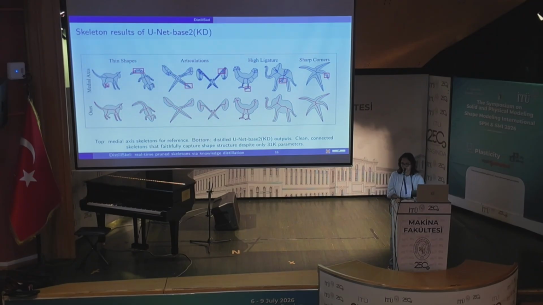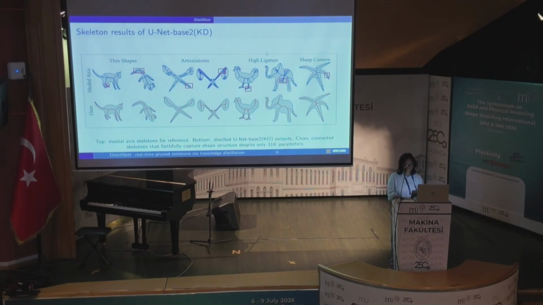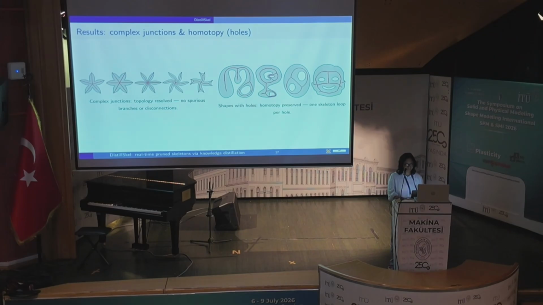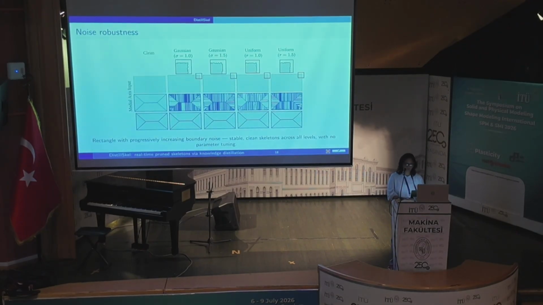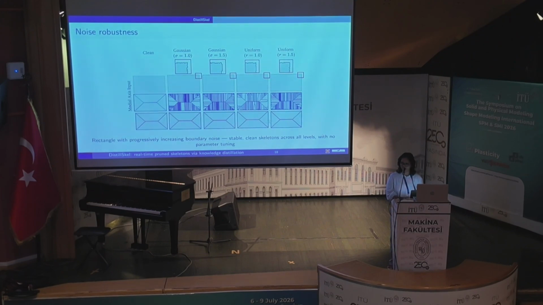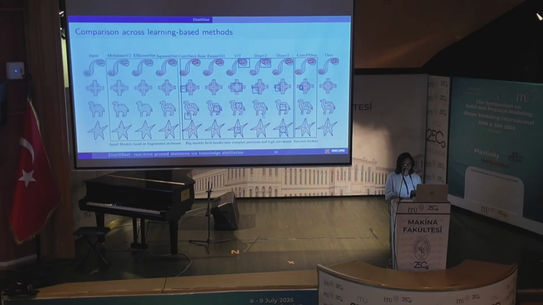So these are results on the evaluation dataset. The first row shows the result of the classical medial axis. These are results on complex junctions and even shapes with holes. This shows the noise robustness of our result across different noise levels. You can see our approach at the bottom is able to produce the same stable skeleton, while the medial axis produces insignificant branches.